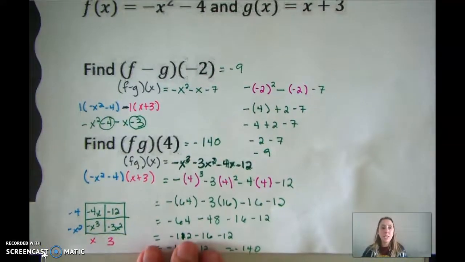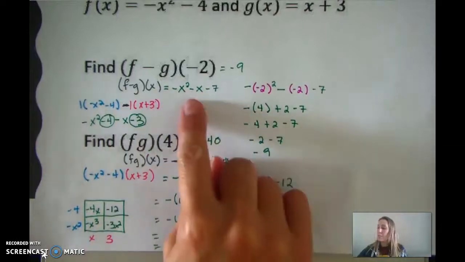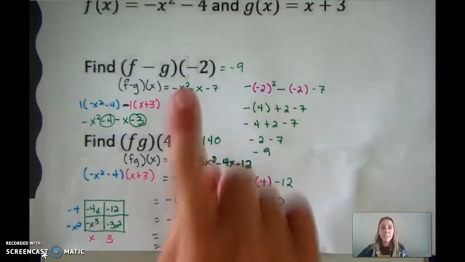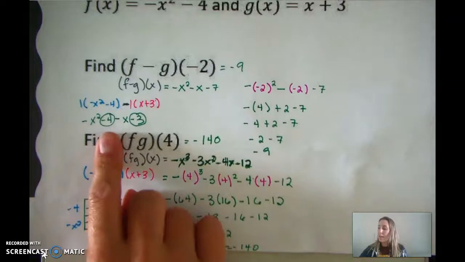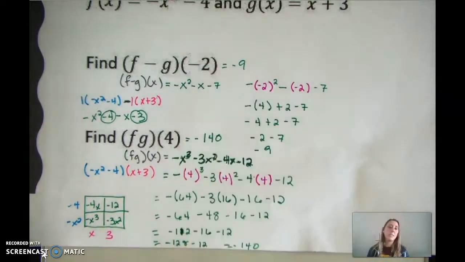Okay, so I would like you to check your answers. The first thing I did was I found f minus g of x. That equals negative x squared minus x minus 7. So that's how I found that, and then I inputted the negative 2, my new input. So when my input is negative 2, my output is negative 9.